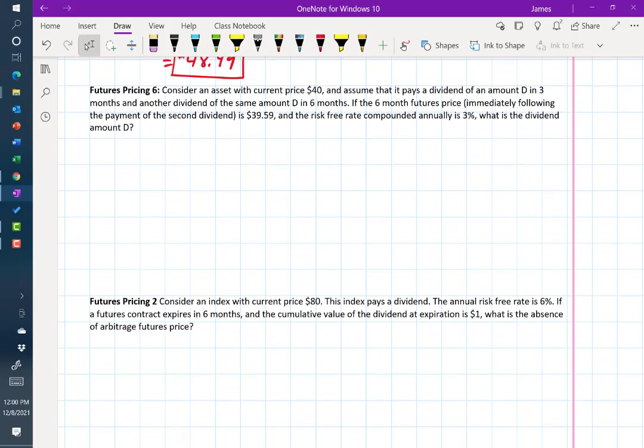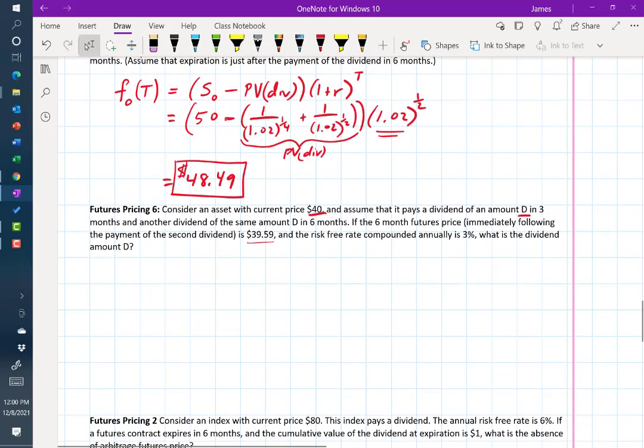Consider an asset with a current price of $40. So that's the current price. Assume it pays a dividend of an amount D in 3 months and another dividend of the same amount D in 6 months. If the 6-month futures price immediately following the second dividend is $39.59 and the risk-free rate compounded annually is 3%, what is the dividend amount? This is just like the problem we did up above here, but what I don't know is the dividend now.